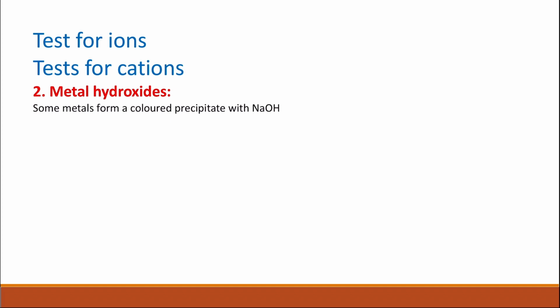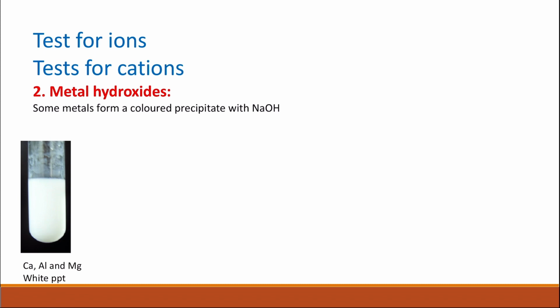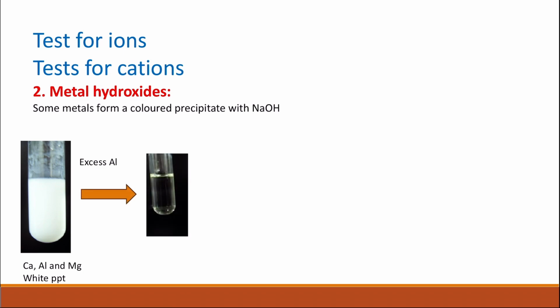Some metals form colored precipitates with sodium hydroxide. So if your substance contains one of the following metals, calcium, aluminium, or magnesium, and you add your substance to sodium hydroxide solution, they will give you a white precipitate. Aluminium can be more easily distinguished because if you add excess, the solution will turn clear again, so the precipitate will redissolve.